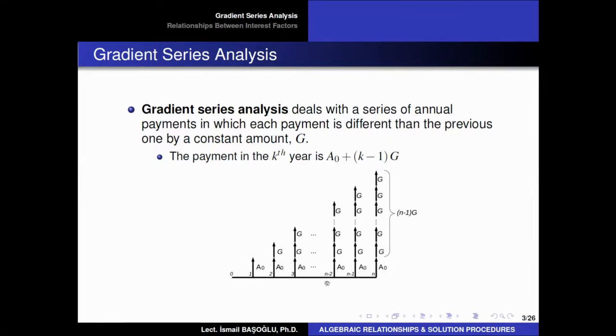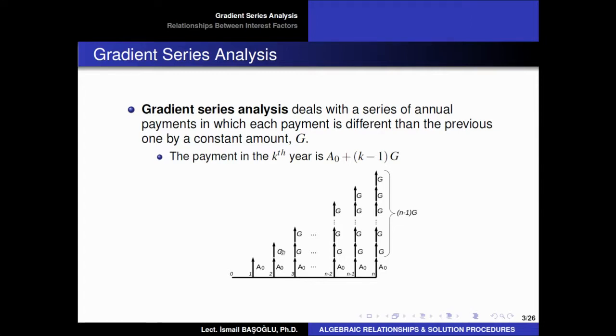The gradient series that consists of n years starts with a zero amount cash flow at the end of the first year, which is called the base amount. So A0 is the base amount. And at the end of the second year, the payment size increases to A0 plus G. So G is the size of the increase in the payment. And at the end of the third year, the payment size increases compared to the previous year again by G. So it becomes A0 plus 2G, the payment size at the end of the third year.